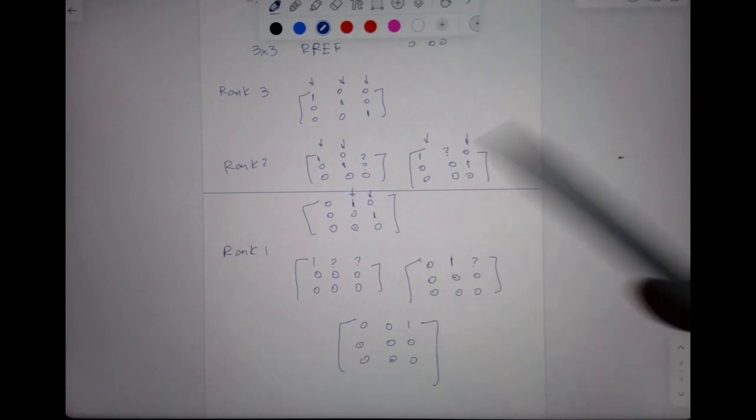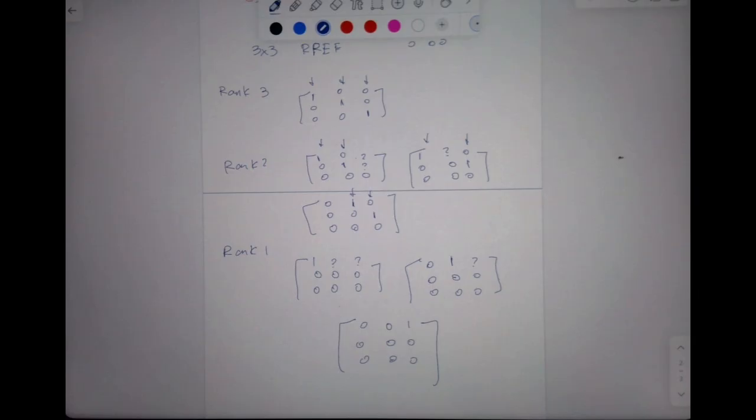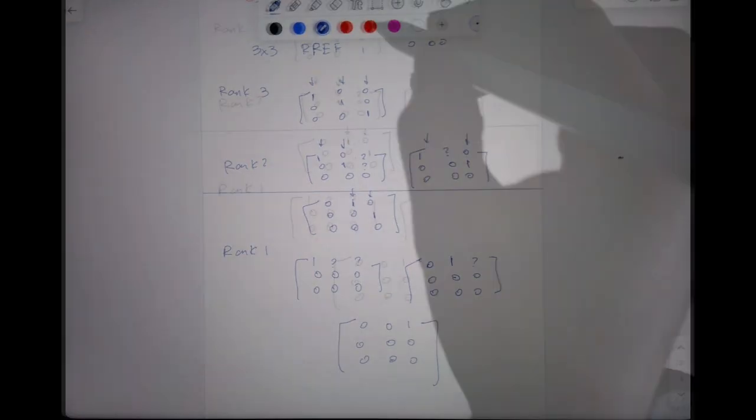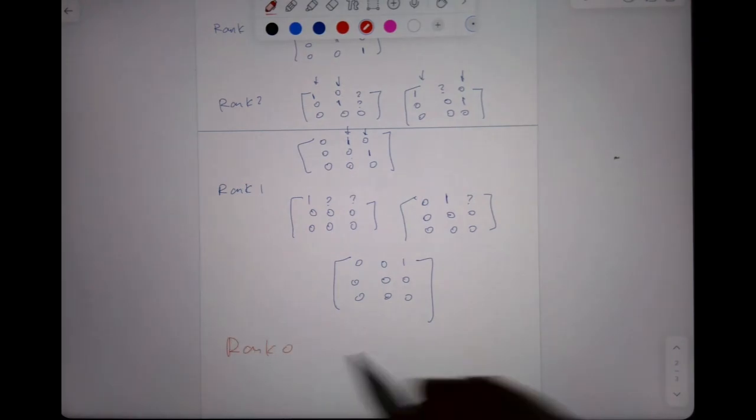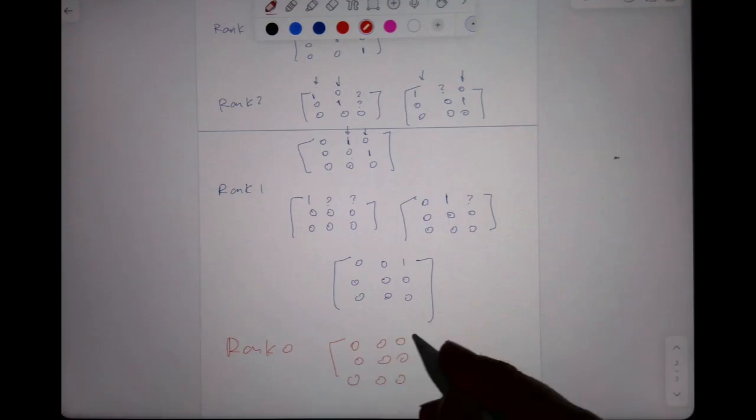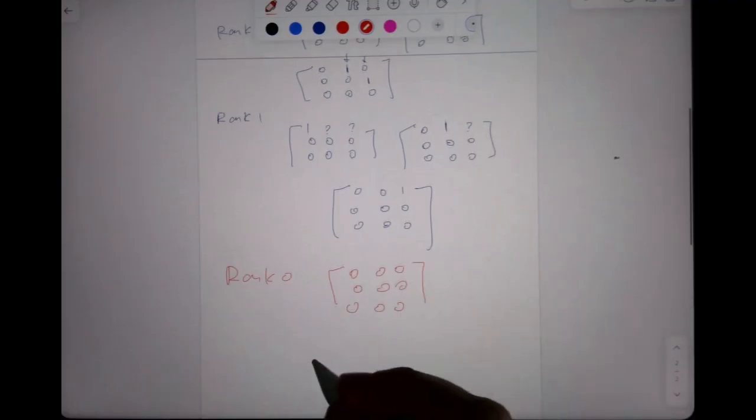So overall, I will have how many? I have 3 plus 3 plus 1, 7 different forms of RREF for 3 by 3. And again, if you really want to add the rank 0, the matrix that you get is all zeros, the uninteresting one, and they add up to 8 forms.